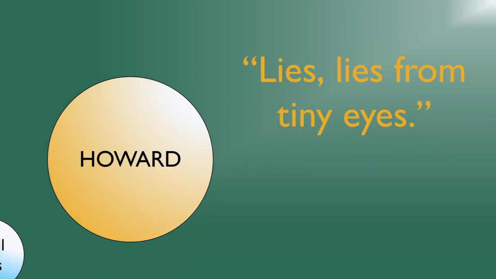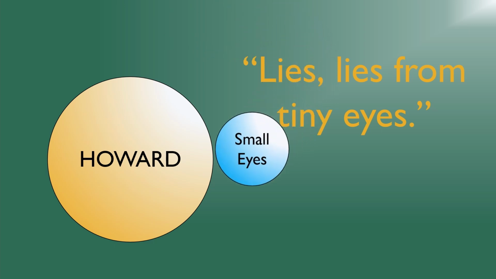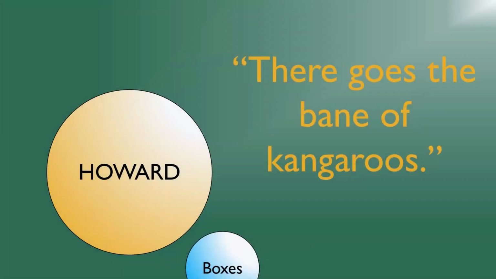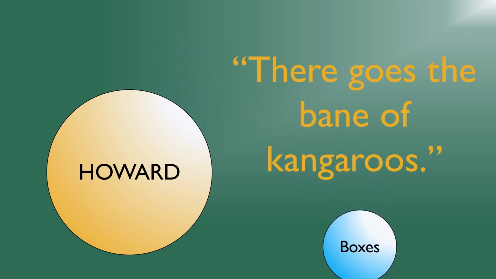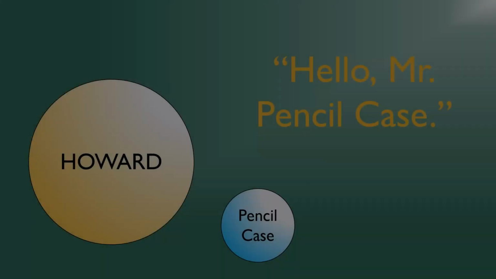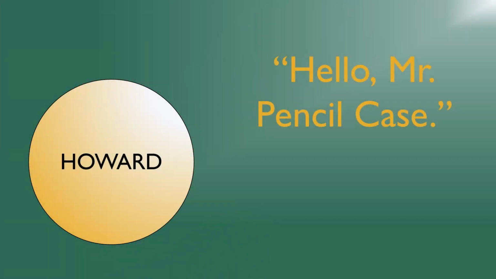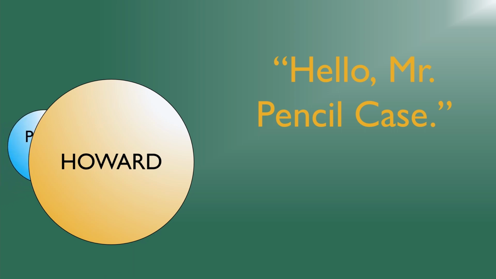Maybe you're accusing him of being dishonest, so you say, "Lies, lies from tiny eyes." In this case, you're using a part of Howard, his tiny eyes, as a replacement for his name. Or maybe you see him walking across the street and you say, "There goes the bane of kangaroos." It might be a sarcastic thing to say, but it's using a concept from the universe of Howard to refer to Howard. And maybe, after he's told you a long story about his treasured childhood pencil case, you greet him from then on as Mr. Pencil Case. Again, something from the universe of Howard is being used as a substitute for his name.